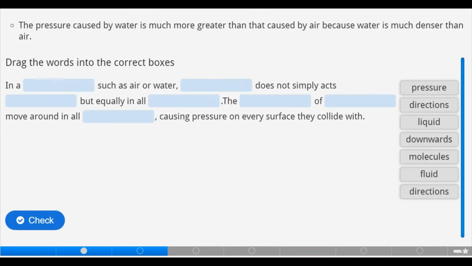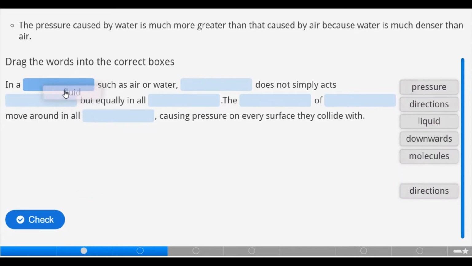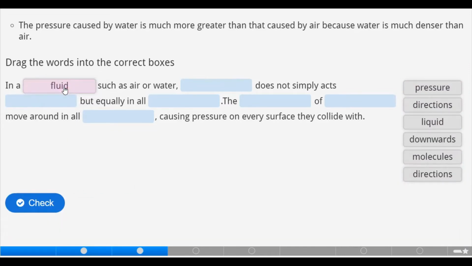Let's move on. The pressure caused by water is much greater than that caused by air because water is much denser than air. Let's answer the following question by dragging the words into the correct boxes. In a fluid, such as air or water. To note, fluid is any substance that can flow. Okay?